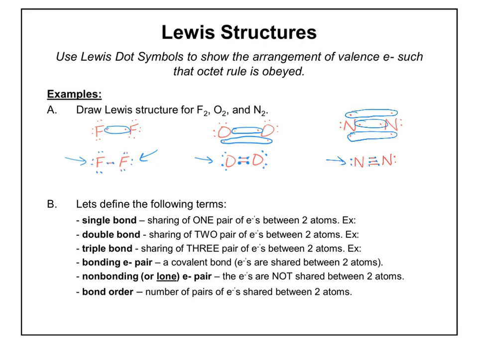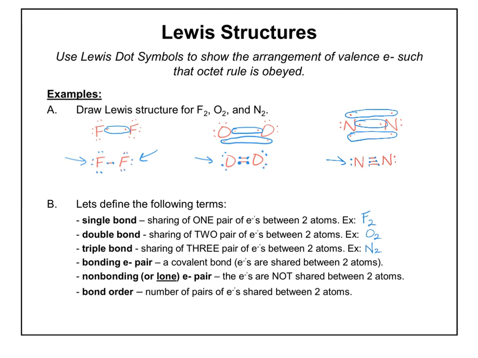Now B, it says, let's define the following terms. So a single bond is when you're sharing 1 pair of electrons, and so that would be our fluorine example, where we have a single bond between the 2 fluorines. A double bond is where you're sharing 2 pairs of electrons, so that would be our oxygen example. And then the triple bond, sharing 3 pairs, would be the nitrogen example.